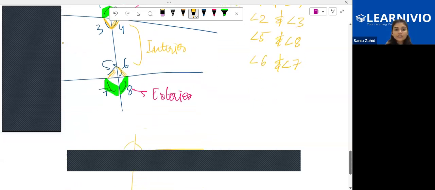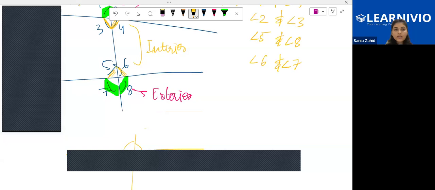Next we have what are corresponding angles, right? No. Which angle are you talking about? We are studying vertically opposite, not corresponding now. Are you trying to say something, Razan?